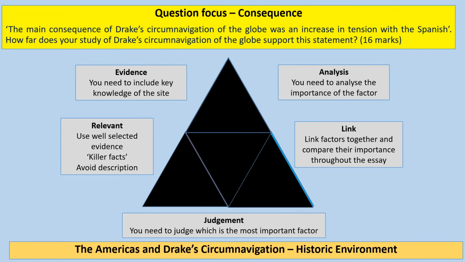Now, analysis means you need to analyze the importance of the factor. So you need to use those analytical phrases like this meant that, this shows that, this led to, as a result. And try and link facts together, comparing their importance throughout the essay. But crucially, you're going to have a conclusion at the end where you need to judge which is the most important factor. Now, what you're looking for in this essay is 3 well-explained arguments and a conclusion. So it's quite useful to think about this kind of triangle shape when you're thinking about your answer.